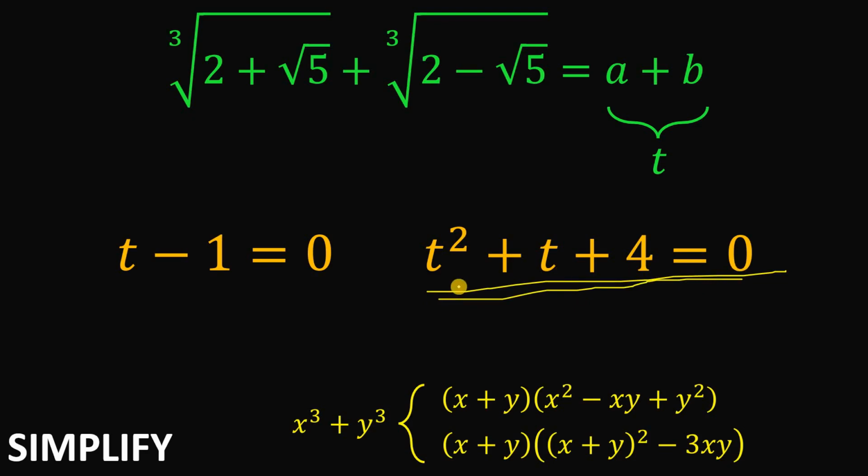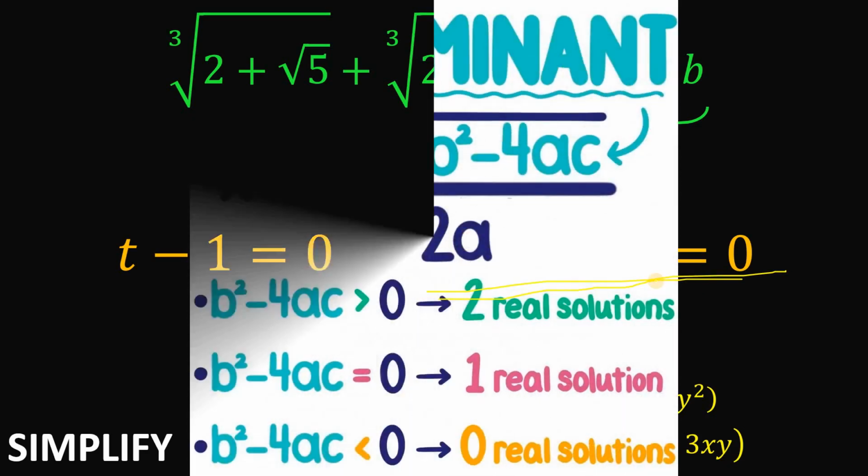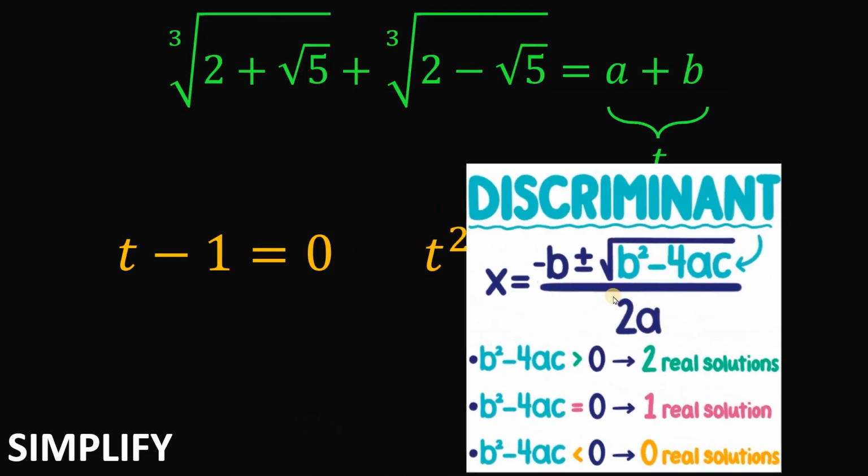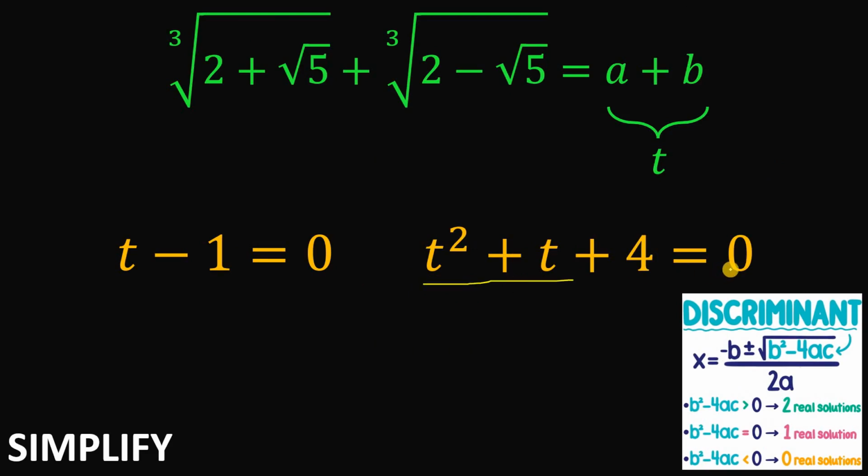To know if t is a real number in this quadratic equation, we will use the discriminant. If the discriminant b squared minus 4ac is greater than 0, we have two real solutions. If the discriminant equals 0, we have one real solution. If the discriminant is less than 0, we have 0 real solutions. Now if we get the discriminant in this quadratic equation, it must be equal to negative 15, which is less than 0. So it follows that t in this quadratic equation is not a real number.